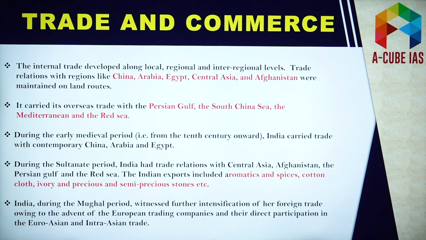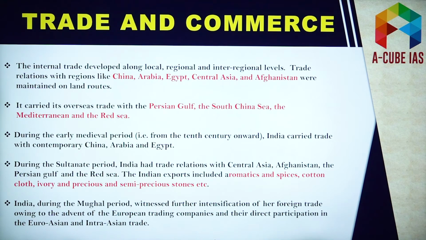By the Mughal period, inland trade had developed considerably. Every locality had regular markets in nearby towns where people from the surrounding areas could sell and purchase things. These local markets were linked to bigger commercial centers in that particular region. Now, as far as foreign trade is concerned, India had traditionally maintained trade relations with other countries. During the early medieval period, that is from the 10th century onward, India carried on trade with contemporary China and Egypt. India also had a high stake in the sea trade between the Persian Gulf and the South China Sea.